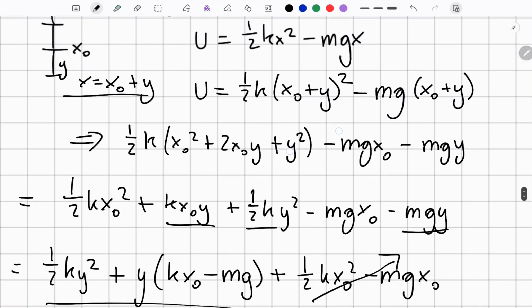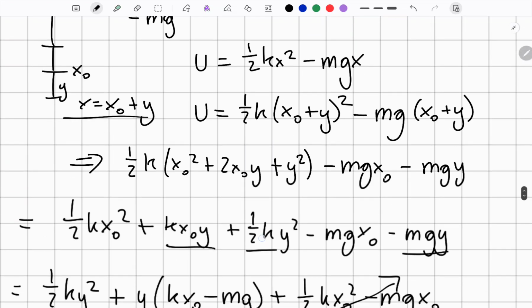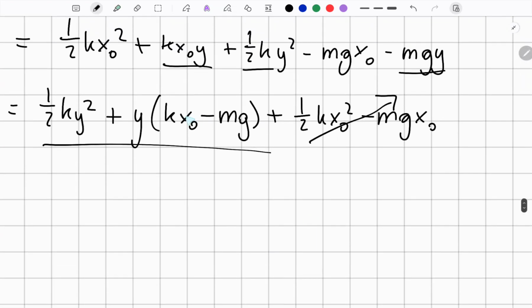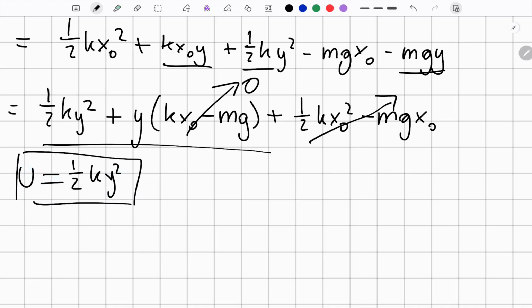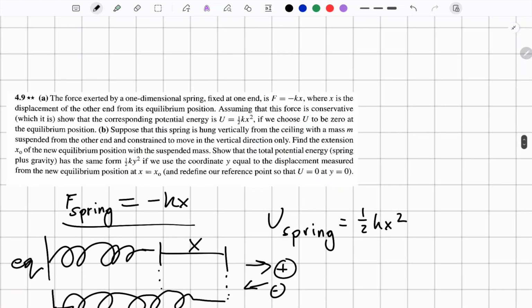Further up here, we determined that at x naught, the spring force would cancel the force of gravity, which is exactly what we have here. kx naught minus mg is going to equal 0. So this whole term will go to 0, which leaves us with the total potential energy equaling 1/2 ky squared, which is what the question is asking us to show.